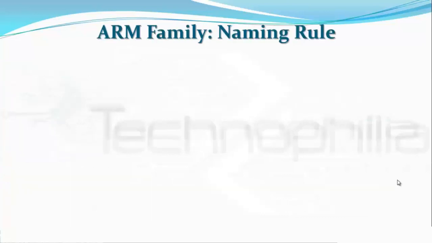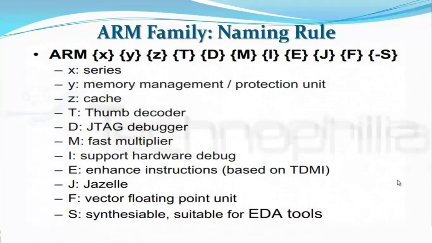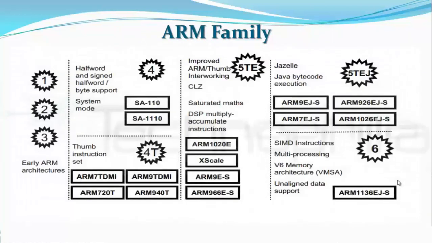Let's discuss the naming rules or conventions used in ARM processors. These naming rules are applicable up to ARM version 5. Then separate naming rules are used from ARM version 6M. The letters used in the version carry some special feature of the processor. For example, ARM7 TDMI specifies ARM core version 4 or ARM family 7, and TDMI stands for Thumb decoder, JTAG debugger, fast multiplier and support for hardware debug. The slide shows the development details of ARM architecture version and its family with examples of some popular chips.